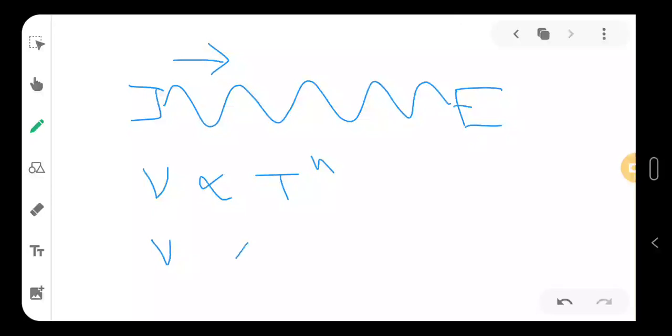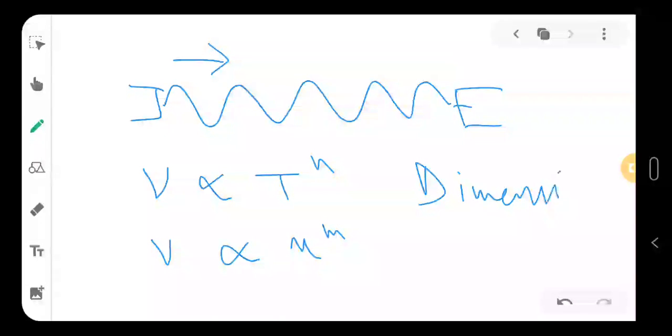And v also depends on the density. So you can see mass density, that means mass per unit length. So let's say I'm taking this as mu, and this is also to the power m, because I don't know the power. How it depends, I don't know, right? So we have to somehow find how it depends. So we will use dimensional analysis here.